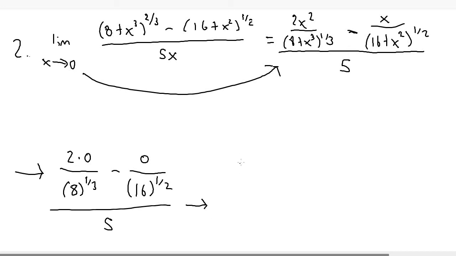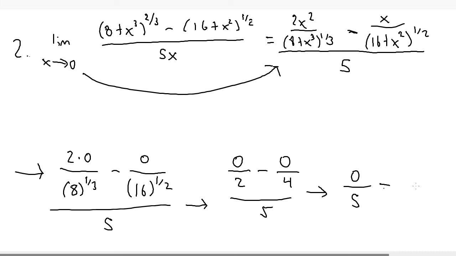2 times 0 is 0, and 8 to the 1/3 is the same thing as the cube root of 8, which is 2, because 2 cubed is 8, minus 0 over 16 to the 1/2. Once again, the square root of 16 is 4, all over 5. 0 over 2 is 0, and 0 over 4 is 0, and 0 minus 0 is 0, over 5, and 0 over 5 is just 0. And that's our final answer.